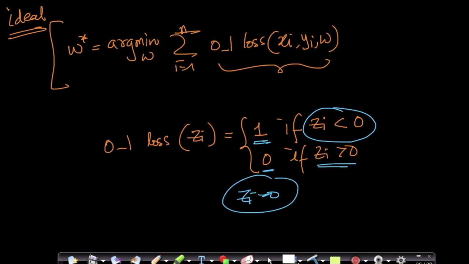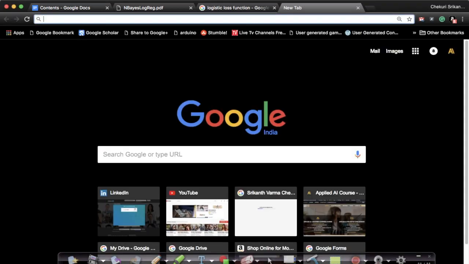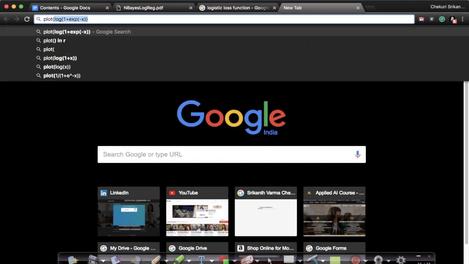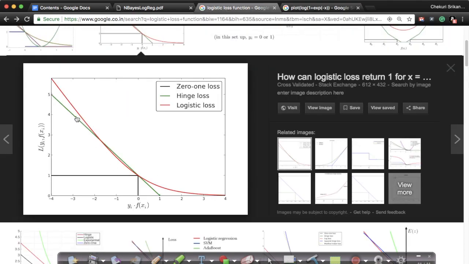So they said, since the 0-1 loss is not differentiable, why don't we approximate it? One such approximation is called the logistic loss. You see this red line here? This red line is the logistic loss. This is what you get when you do log of 1 plus exp of minus zi. I'll prove this to you quickly. Let's go to Google, our good friend, and type log of... okay, I already tried it once. This is exactly what you get. If you notice, this is exactly what you have here.